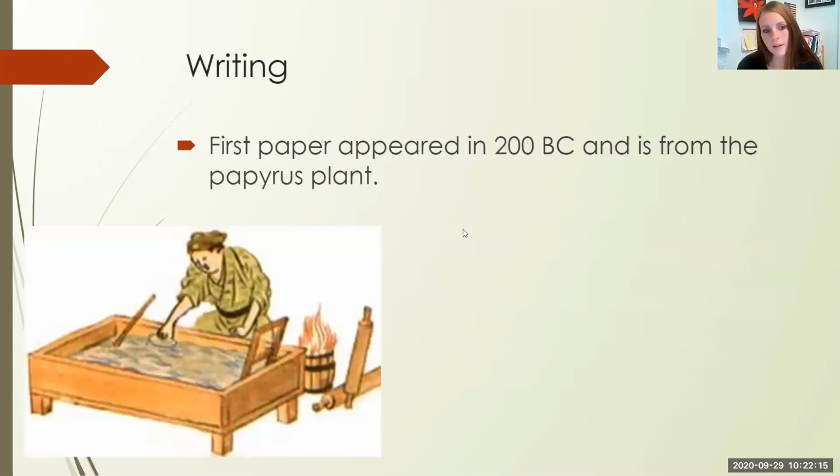So their writing, they are actually the first to create paper using the papyrus plant, the first civilization to use paper. And this is a typo, so if you're writing the year, you don't have to write the year. But if you wanted to write the year, it's 2000 BC. That was a typo. But their writing was on paper from the papyrus plant. So that's what you can write for writing.